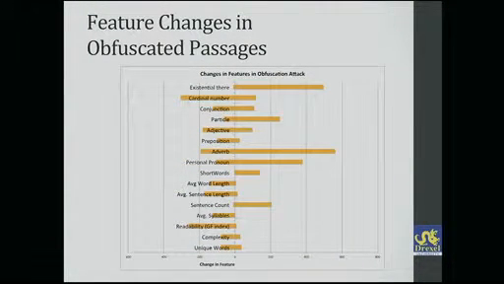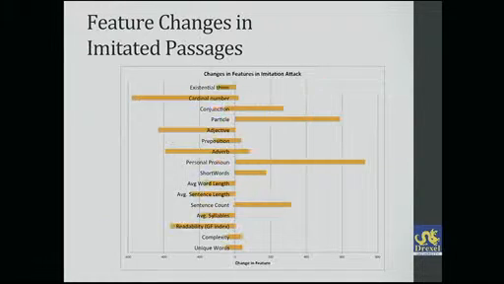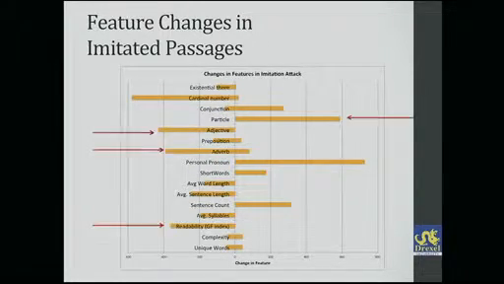This graph shows some of the major features that were changed the most, and we found that in an obfuscation passage, people used more existential there, more adverbs, and they used simpler language. That's why the readability index decreased. In the imitation passage, we noticed a decrease in readability index, and people used fewer adjectives and adverbs, but more particles and personal pronouns.